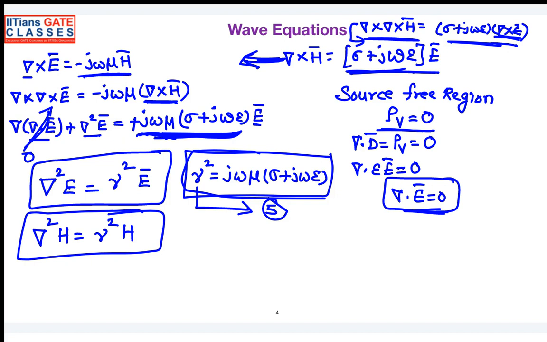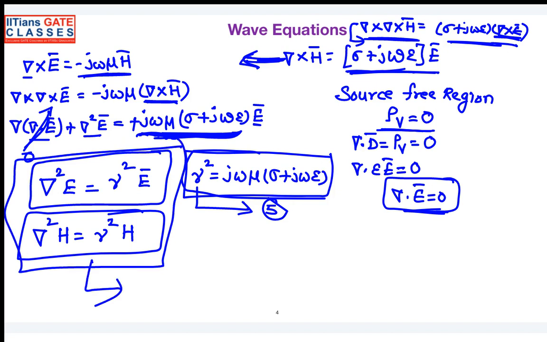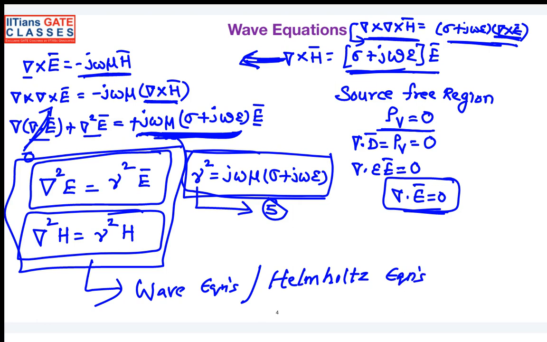When you apply one more curl for the second equation, you are going to get the same equation: del square H is equal to gamma square H. So these are basically called your wave equations. These equations define how the waves are propagating in different mediums. There is another name for this. These are also called Helmholtz equations. So these are said to be either wave equations or Helmholtz equations.